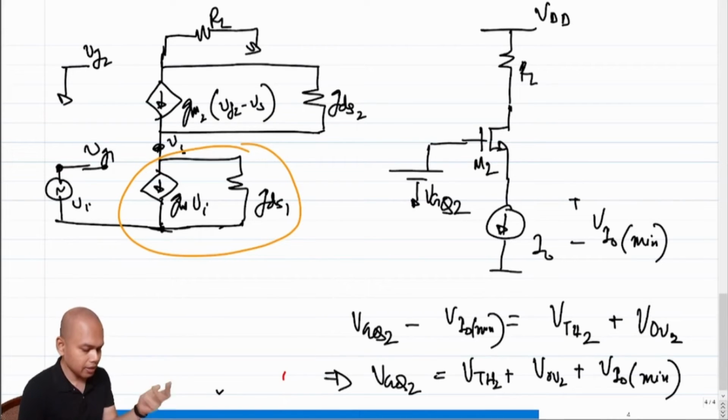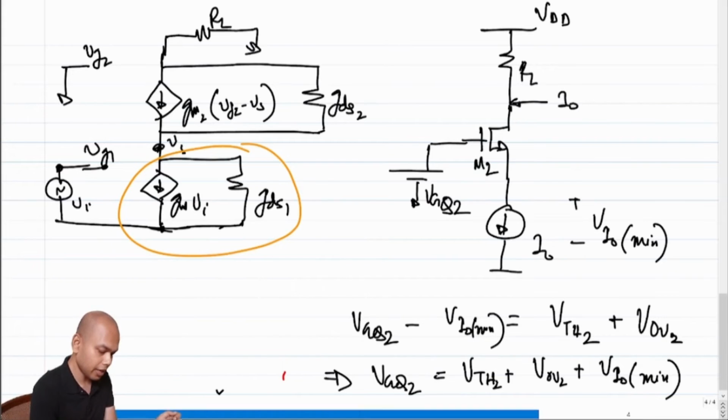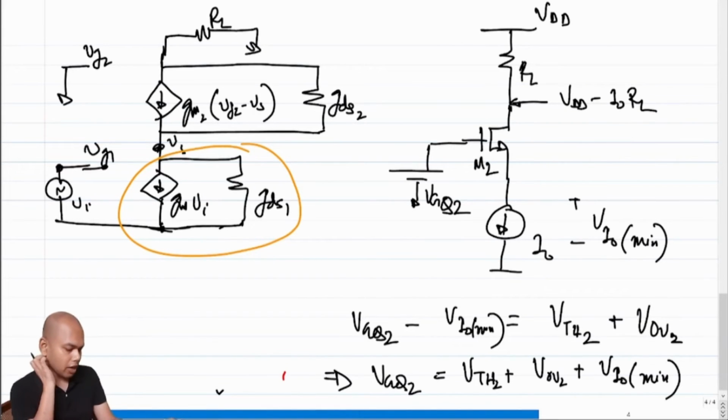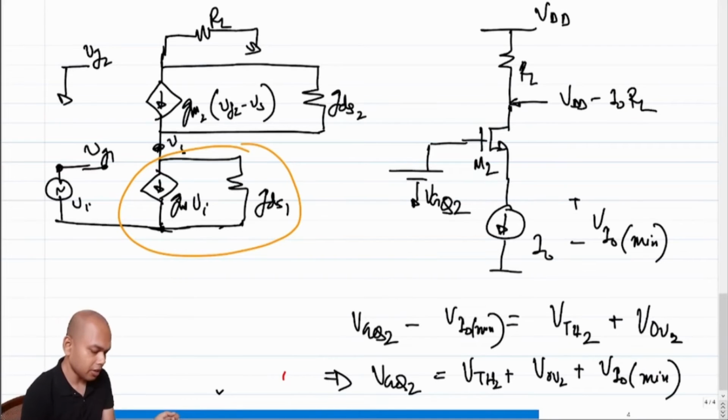So that is the easier part, because here the voltage is I naught times VDD minus I naught times RL. As long as we ensure that VDD minus I naught times RL is greater than VGQ2 minus the threshold voltage, we are good, right? So fine. Now why did I come back to this? This we had already discussed.